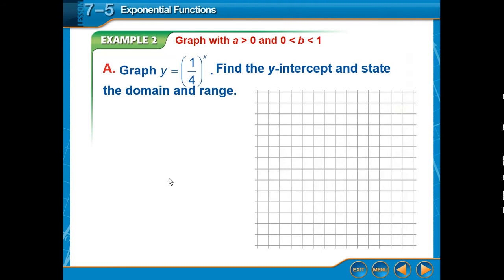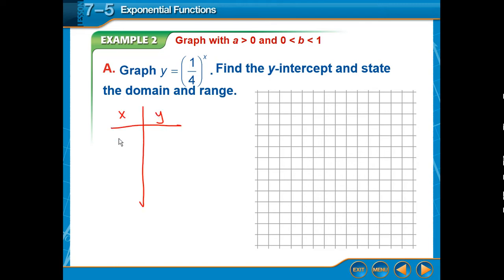Okay, what if a is greater than 0 and b is between 0 and 1? So basically, our b is a fraction less than 1, but still greater than 0. So in our case here, it's 1/4. I want to find the y-intercept and state the domain and range. So we're going to do the same thing we did in the last one. We're going to make a table of values, x and y, and I'm just going to plug in points.